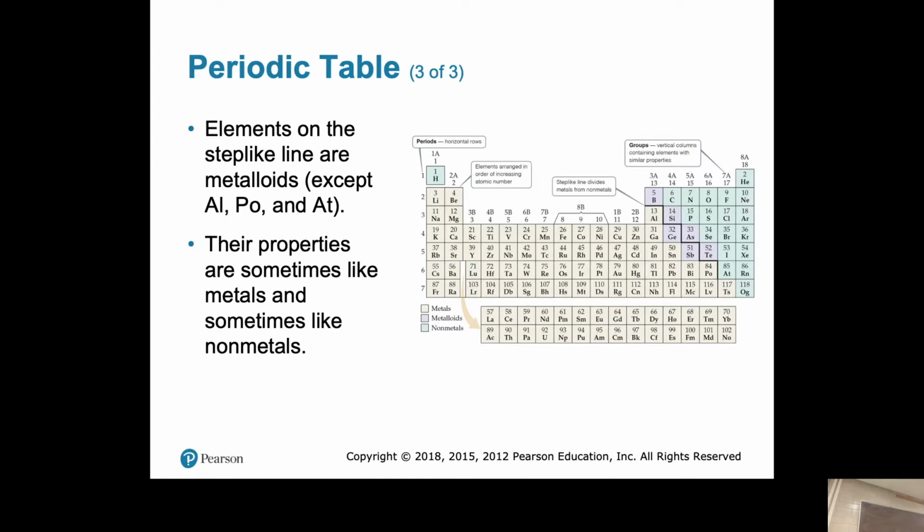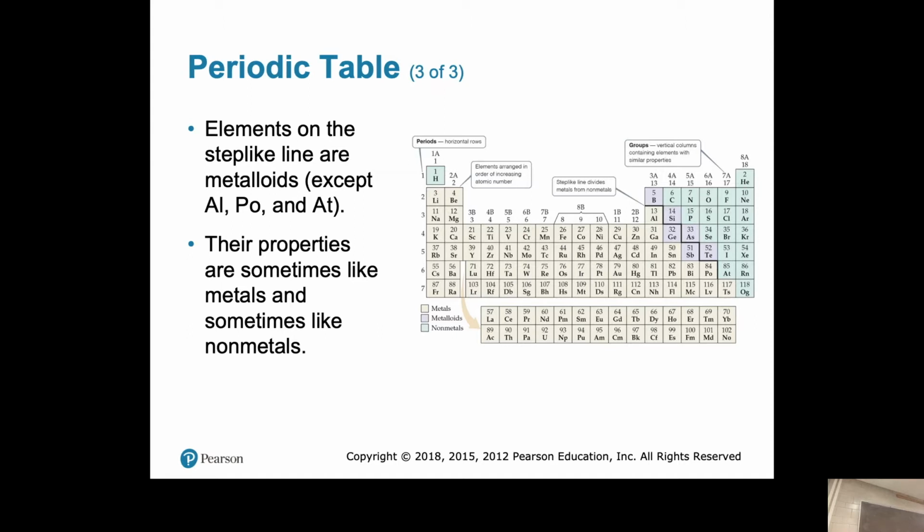So now we talk about the metalloids, right? They're the ones on the step stools. Elements on the step stool line are called metalloids. The only ones that are not metalloids are aluminum, which is that one right there. See, it's not the color. It's the ones that are purple, or pink, or lavender, who knows what color that is. But aluminum is not a metalloid. I don't even know what Po is, but that's not a metalloid. And At, I forget what At is too. So that's not a metalloid.